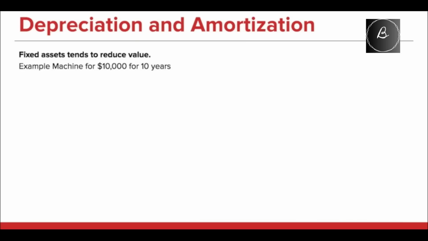Let's take an example. A machine is purchased for $10,000 on 1st April 2019. The useful life of the machine is estimated to be 10 years. $10,000 is a capital expenditure during the year 2019 to 2020. However, when the income statement, that is the statement of P&L, is prepared, the entire amount of $10,000 cannot be charged against the revenue for the year.